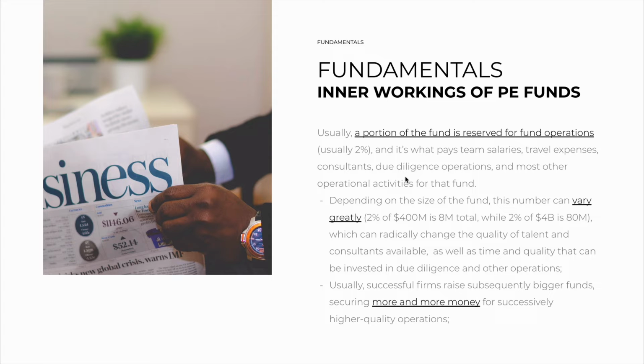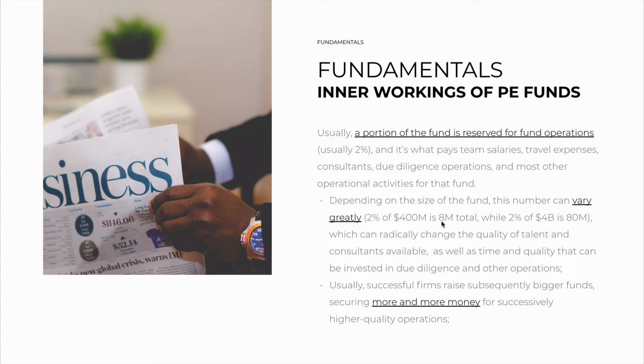There are usually costs that are not affected by this, that are not included here, like office space, for example, because that belongs to a firm and it doesn't belong to a specific fund. And this is the part where you realize that depending on the size of the fund, this value can vary greatly. So 2% of 400 million is 2 million, but 2% of 4 billion is 80 million.